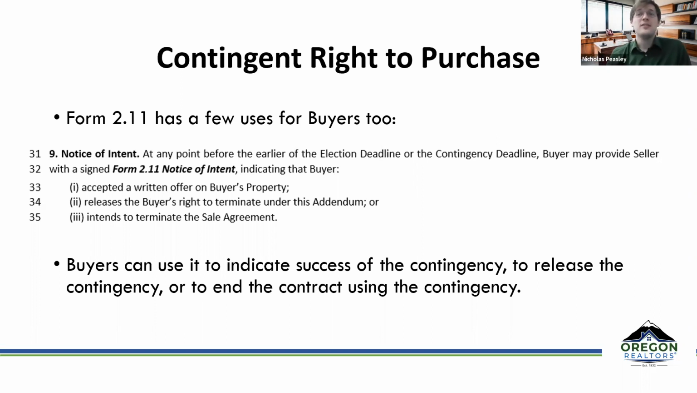Or in the third case, the buyer can say, it's not working out. I need to terminate and end the contract. Those are the ways that you would use your notice of intent. Buyer uses it to indicate success of the contingency, to release the contingency, or to end the contract.